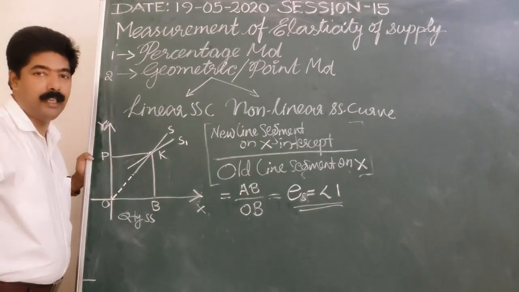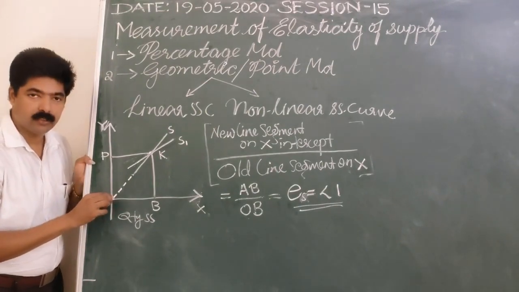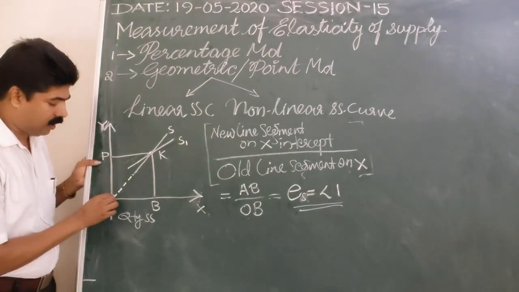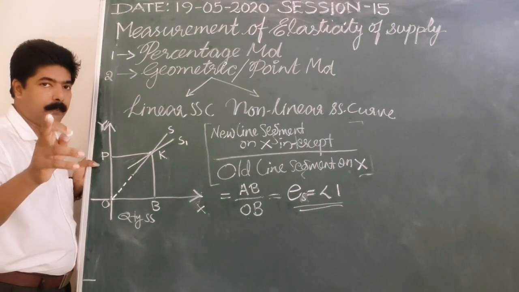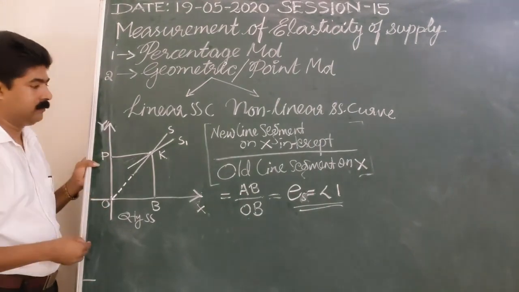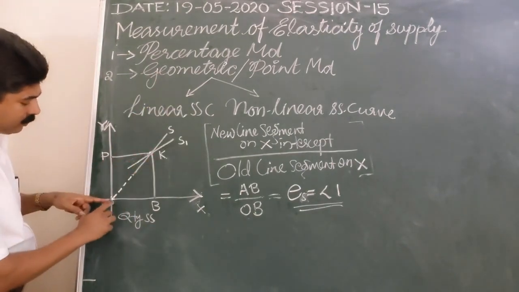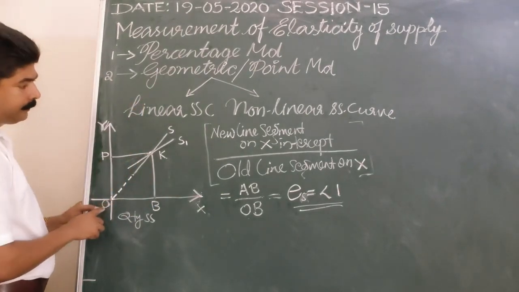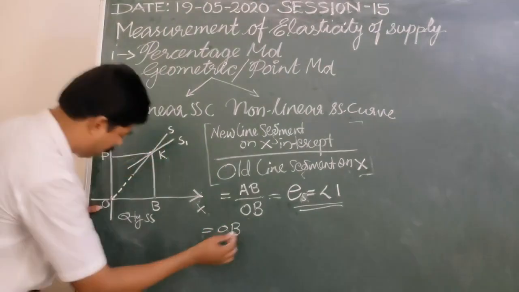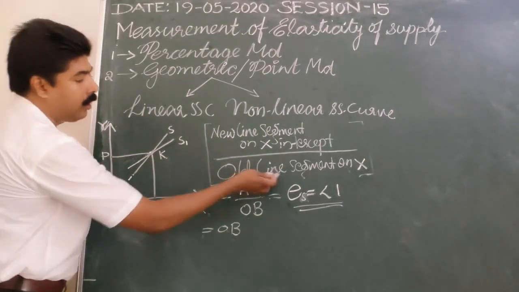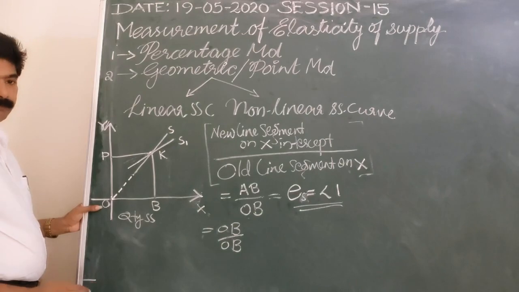So I think you have very clear now that you have got the value. Got it? What is the value? If a straight line supply curve touches or crosses through the origin point, we have studied the price elasticity of supply is equal to 1. Equal to 1 means according to this formula, what will happen here? New line segment on the x-intercept is OB. So we will write OB upon the old line, OB upon OB. There is no change at all.